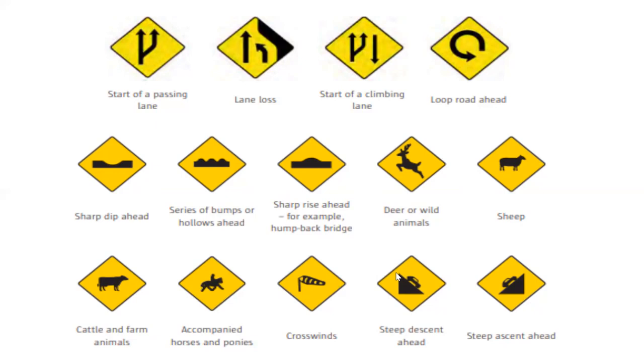Now, car coming down a slope. Steep, very important, descent ahead. It's a steep descent ahead. The car traveling up the hill, steep ascent ahead. Descent for down, ascent for up.